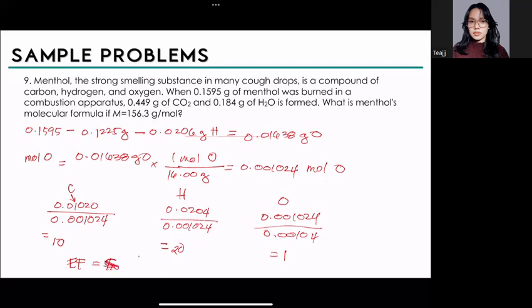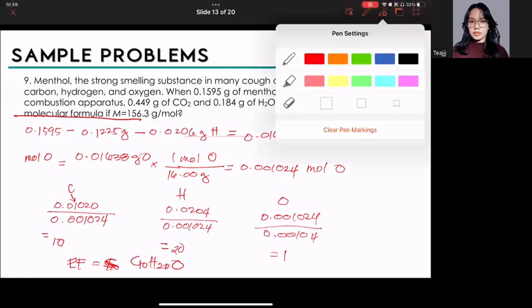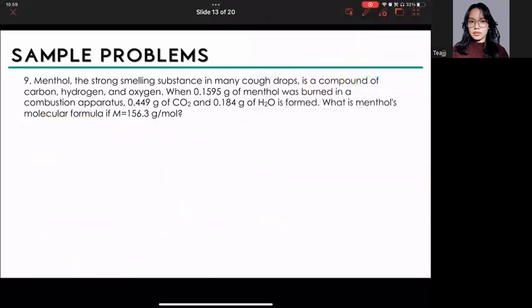Now, your EF, or your empirical formula, will be C10H20O. Now let's move on to the next question. What is menthol's molecular formula given the molar mass?